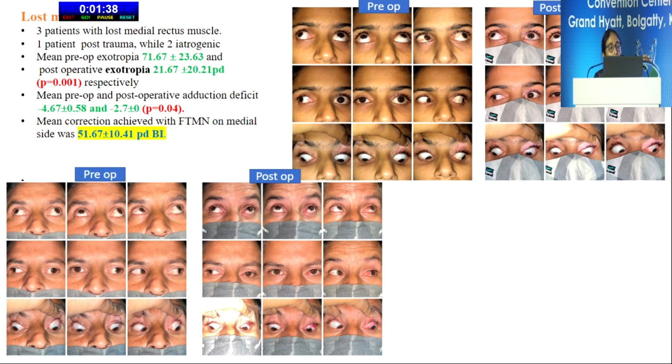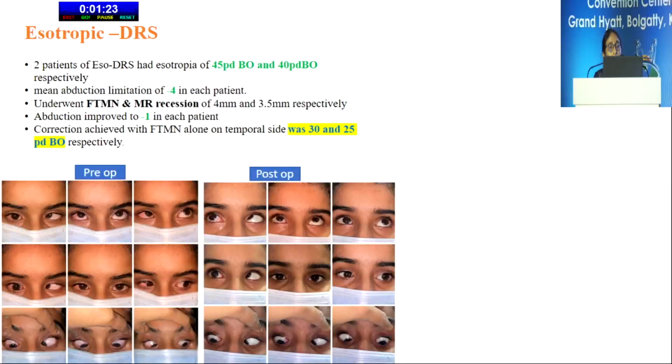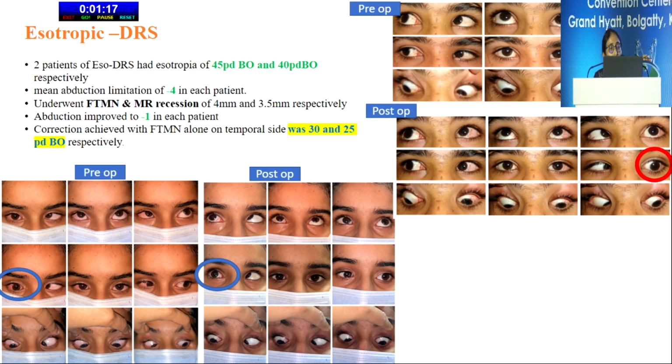Mean pre-op exotropia improved from 71 to 21, which was statistically significant. Mean pre-op adduction deficit improved from -4.6 to -2.7, and mean correction achieved on the medial side was 51.67 prism diopters. Then there were 2 patients of esotropic DRS. Mean abduction improved from -4 to -1, and correction achieved by this procedure on the temporal side was 30 and 25.